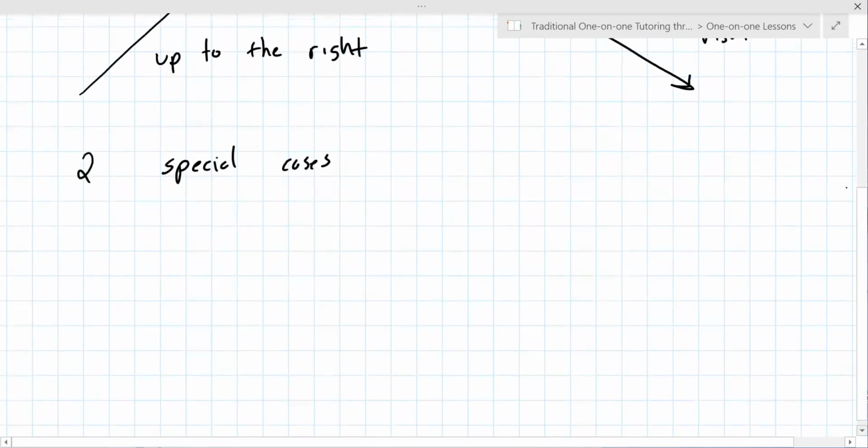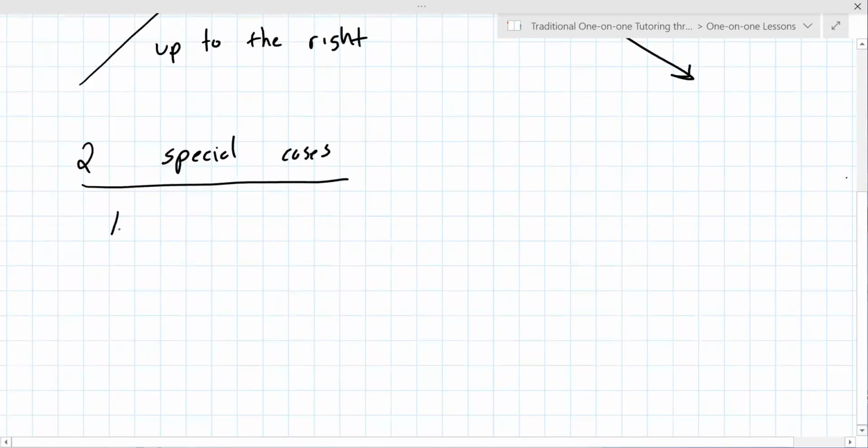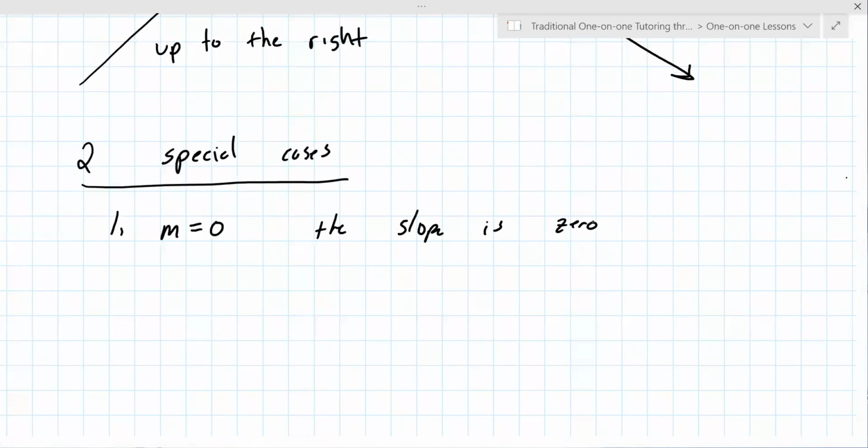The first special case is what happens when the slope is zero. The slope is zero. Any idea what that looks like? Have you heard that before? Have you seen that in class?